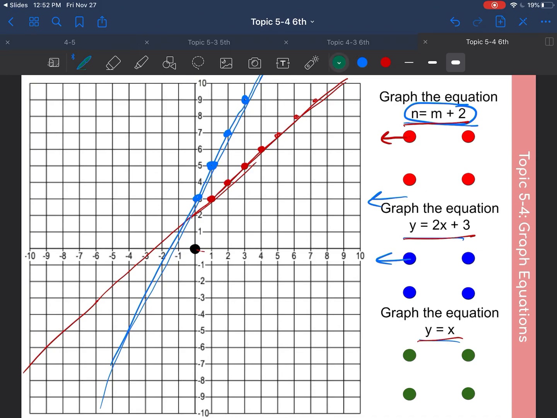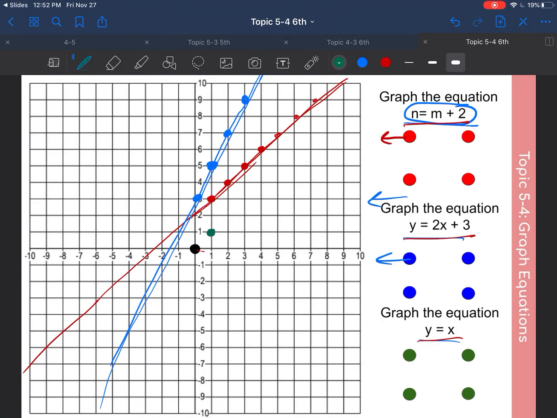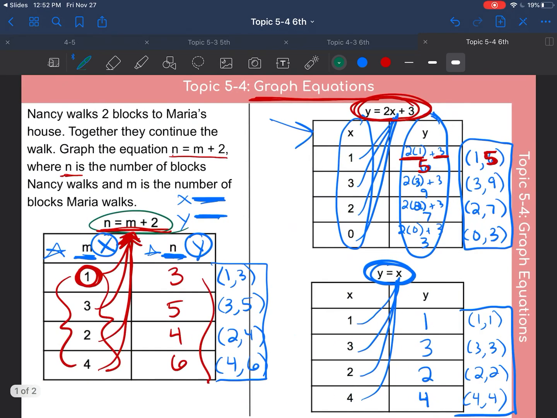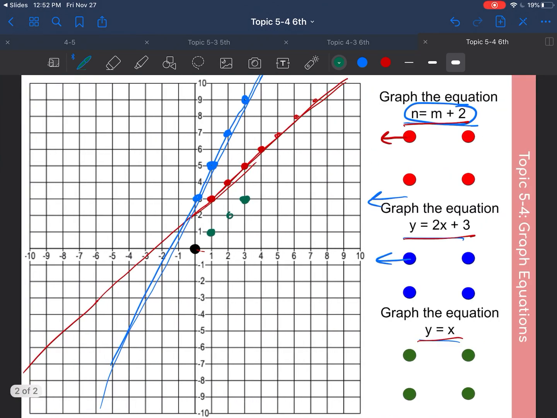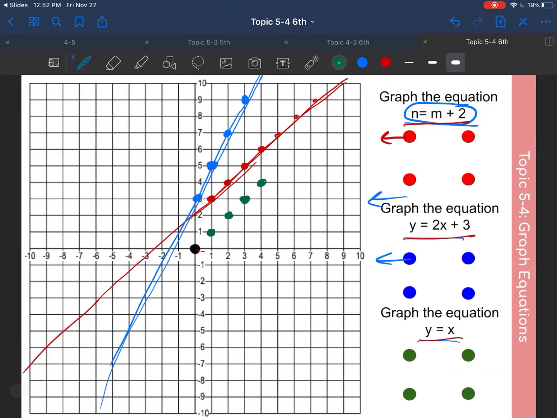And the last one, y equals x, which is green. We have 1, 1, over 1, up 1. We have 3, 3, over 3, up 3. We have 2, 2, over 2, up 2. And we have 4, 4, over 4, up 4. And this one is y equals x, goes right through that origin, straight through. Okay, so all of these equations, again, are linear equations. They are constant. They form straight lines.